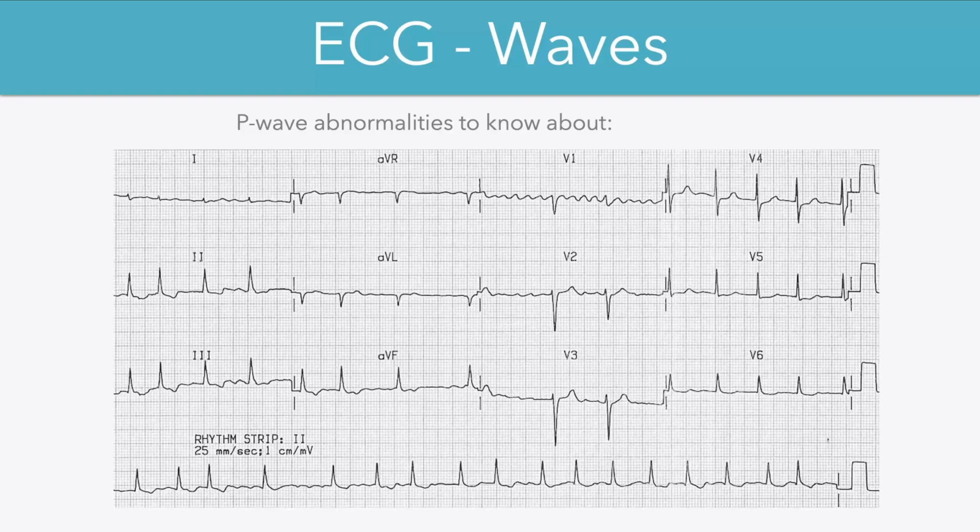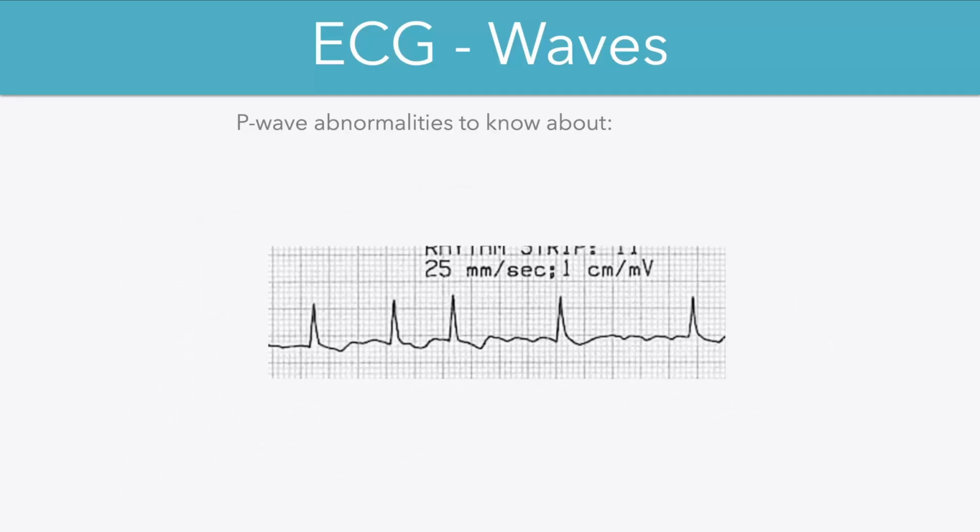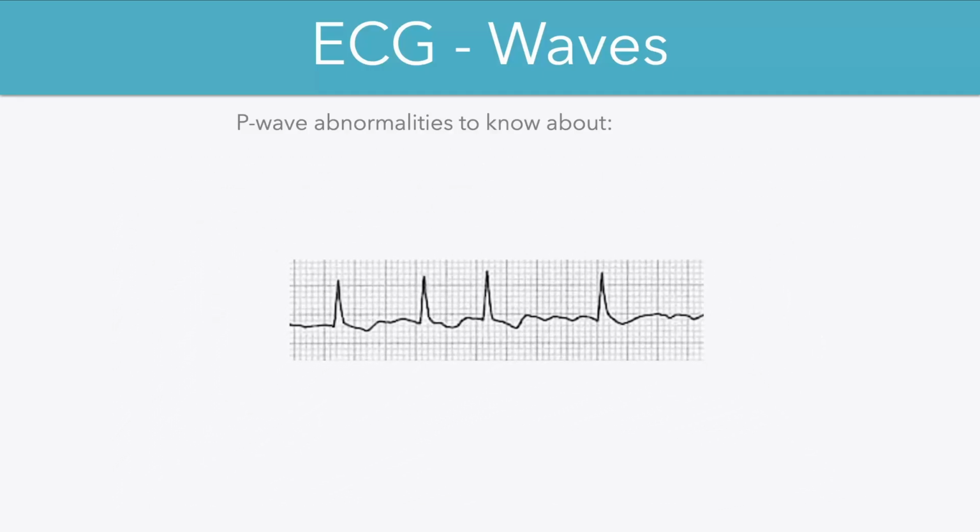Working through this case, the main lead that we're going to be focusing on is the rhythm strip, or lead 2, and we can zoom in to take a closer look at this. If we focus on the P waves, it's actually quite hard to make out a P wave before every QRS complex, and instead we have multiple bumps between each QRS complex, which aren't that clear cut. These are referred to as fibrillatory waves.